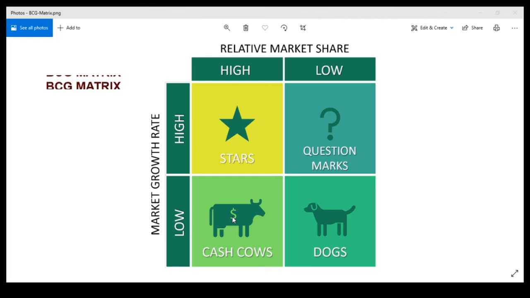We will move on to the next quadrant, question marks. Here the market growth rate is high, but the relative market share is low. When your company falls into this quadrant, what do you have to do? It's a very big question mark in front of you as a businessman.